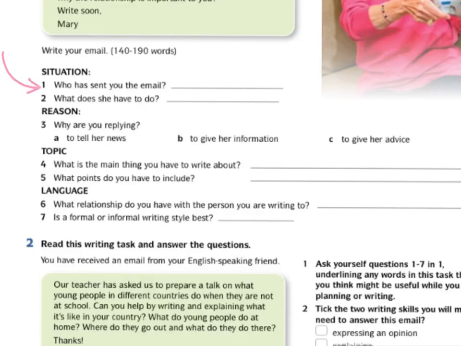So the first thing you need to do is assess the situation. So let's look at this question here. Who has sent you the email? It's your friend, Mary. Number 2, what does she have to do? A class project. And why are you replying? Is it to tell her news, to give her information, or to give her advice? It's B, to give her information.